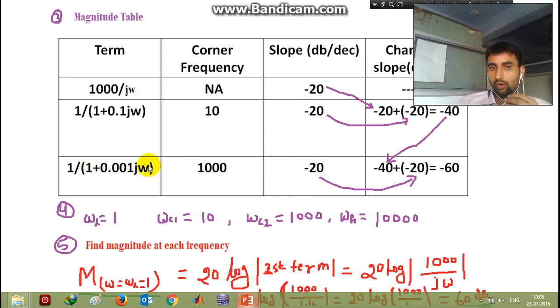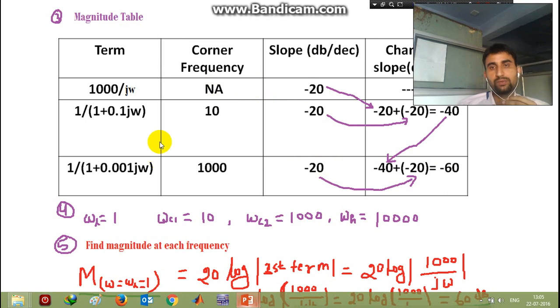Only we have looked at how many terms of j omega, or s, are there. Because you have only one term in the denominator here, j omega, that's why it is minus 20 dB. Previously it was a minus 40 dB slope, and this term contributed minus 20 dB. Total slope becomes minus 60 dB per decade.